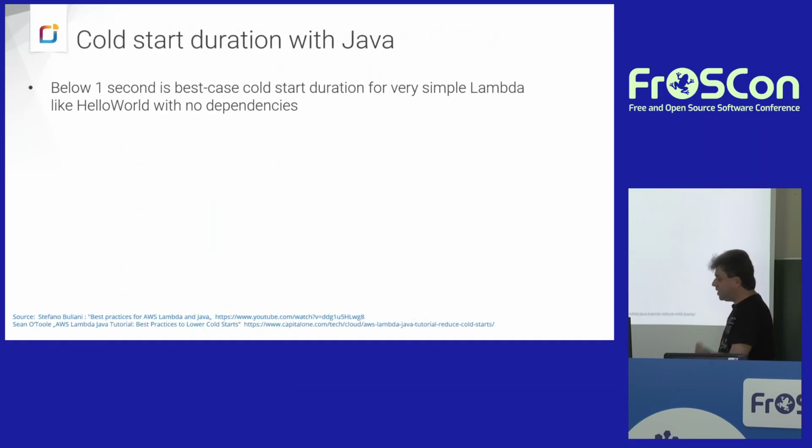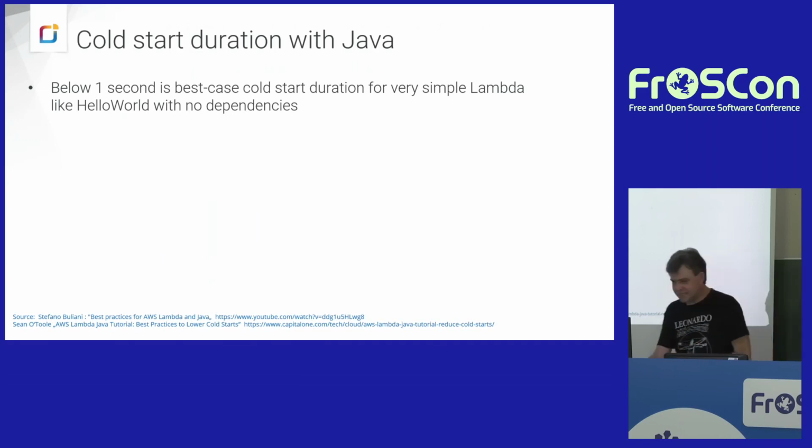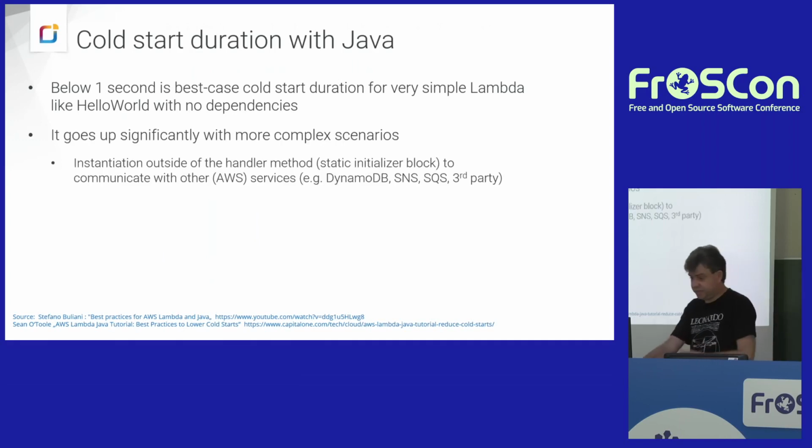So the situation is that this below 1 second cold start is just for a very simple application and can go up significantly with more complex scenarios. The first Lambda I wrote, without applying any optimizations because I didn't know them years ago, took between 20 and 30 seconds of cold start time. And you can imagine, if even 1% or 0.1% of the users have to wait between 20 and 30 seconds, you will lose them. So it's not a good situation.